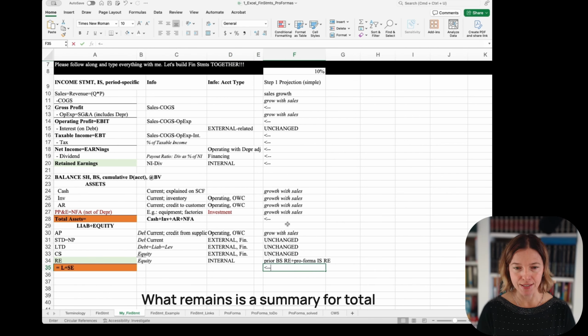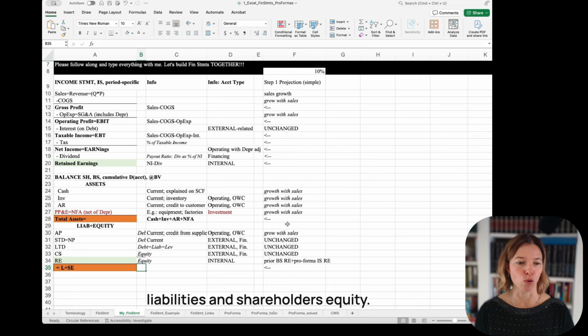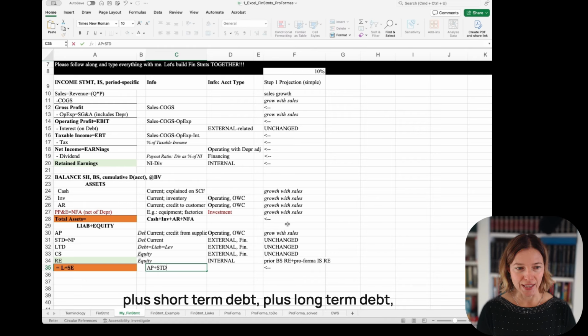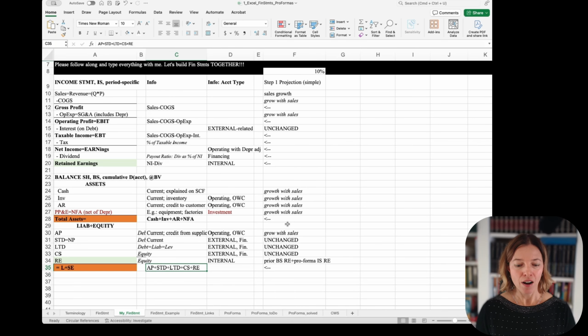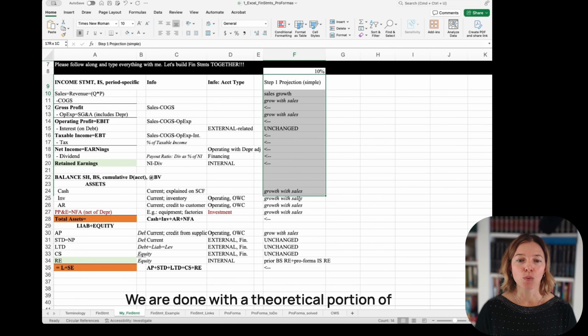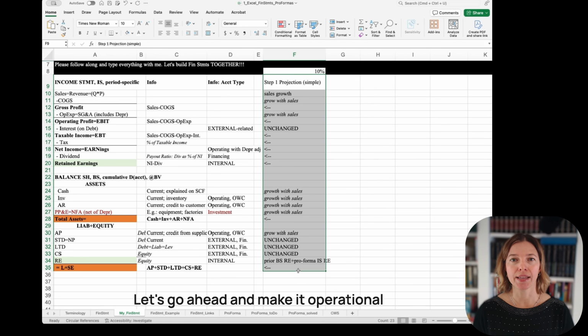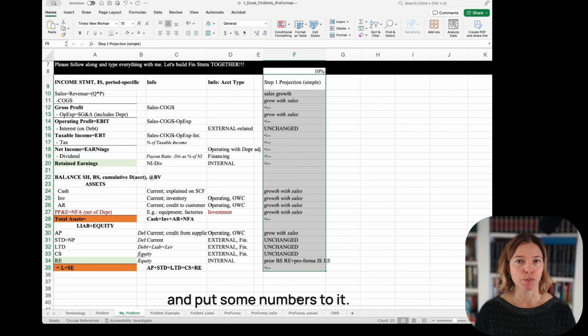What remains is a summary for total liabilities and shareholders' equity. And this is really your accounts payable plus short-term debt plus long-term debt plus common stock plus retained earnings. All right. We're done with the theoretical portion of step one, projections, pro forma statements. Let's go ahead and make it operational and put some numbers to it.